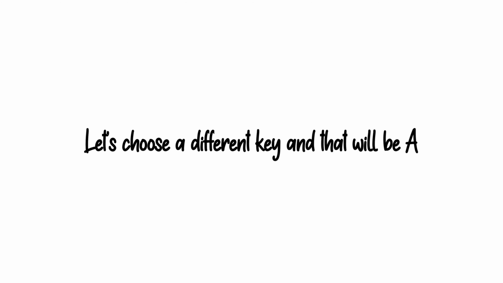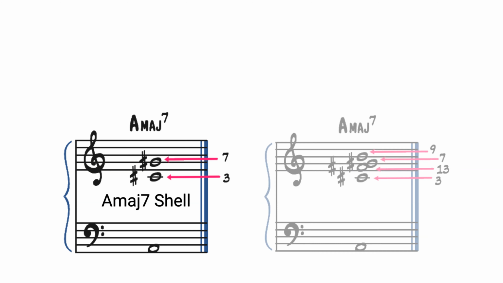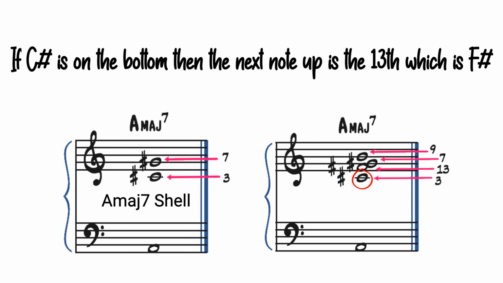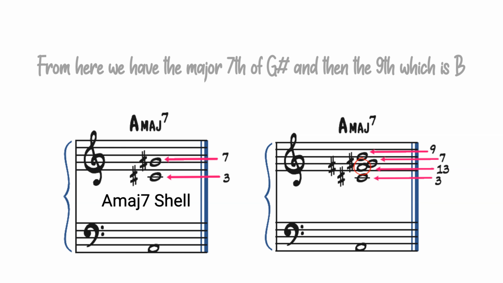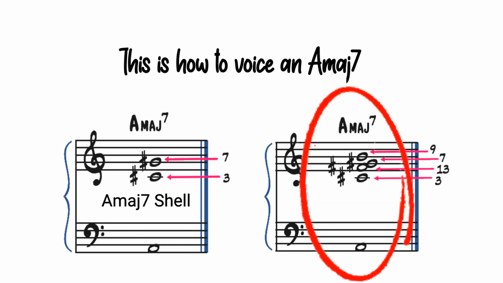We will go back to the major 7th chord. Let's choose a different key, and that will be A. The A major 7th shell consists of C sharp and G sharp. If C sharp is on the bottom, then the next note up is the 13th, which is the F sharp. From here, we have the major 7th of G sharp, and then the 9th, which is B. This is how to voice an A major 7.